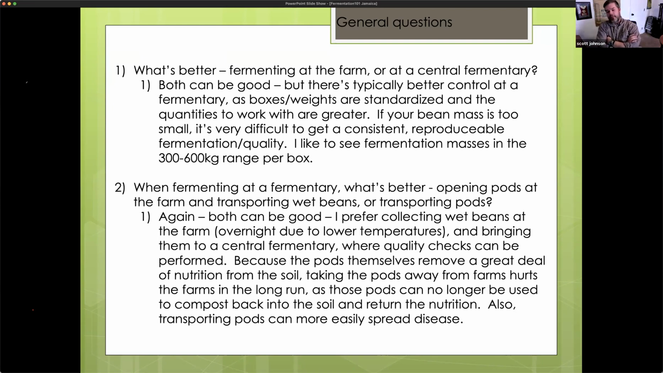I prefer collecting the wet beans at the farm, and I typically like doing it overnight because that's when the temperatures are lower. And why do I like lower temperatures? So remember, we talked about fermentation is just yeast eating the sugar of your pulp. So if you're at your farm and you open up your pods, well, that yeast is everywhere. It's in the trees, it's on your hands, it's just everywhere. You don't need to add anything for that yeast to be present. As soon as you open up your pods and you've exposed your wet beans, yeast has landed on it and fermentation starts immediately. Fermentation happens as a function of temperature.